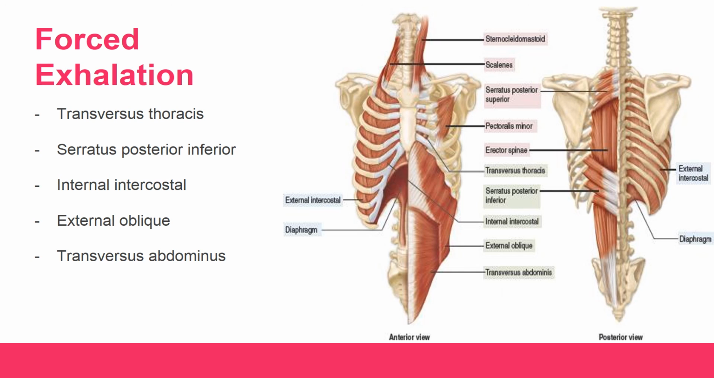In forced exhalation, there are also a few more accessory muscles that contract to help increase the pressure by decreasing the volume of the thoracic cavity and pushing air out. These muscles include the transversus thoracis, serratus posterior inferior, internal intercostal, external oblique, and transversus abdominis.